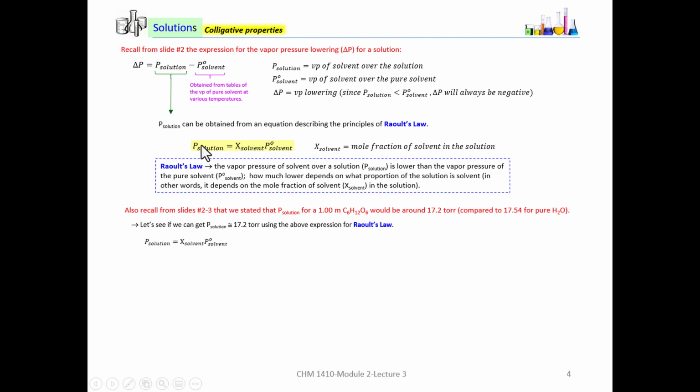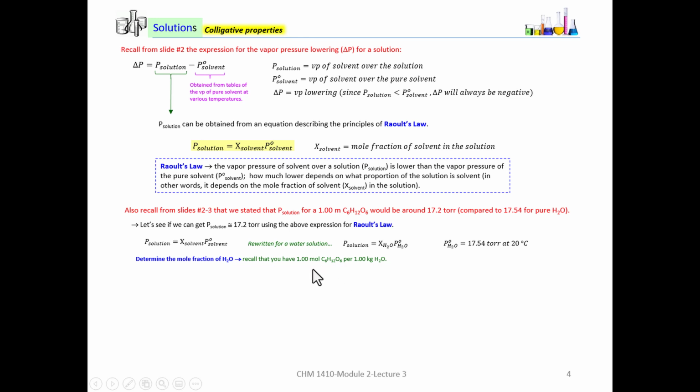Well, I'm going to rewrite Raoult's law right here, and then for water we could rewrite the expression so it looks like this. The vapor pressure of water over the solution is equal to the mole fraction of water in that solution times the vapor pressure of pure water. We know the vapor pressure of pure water at 20 is 17.54, so we need to determine the mole fraction of water in the solution.